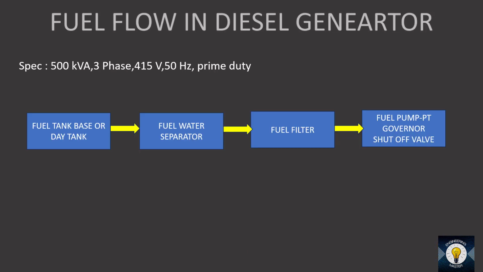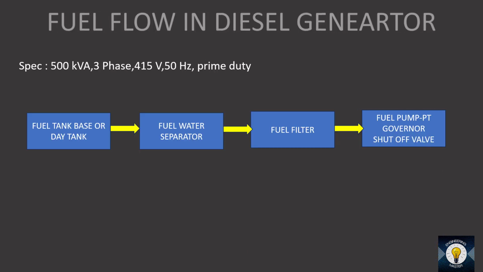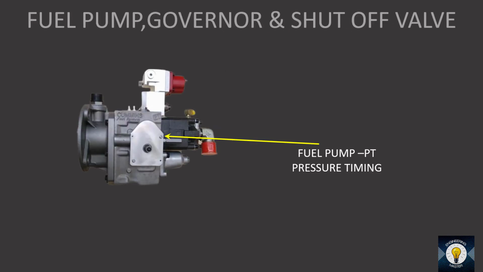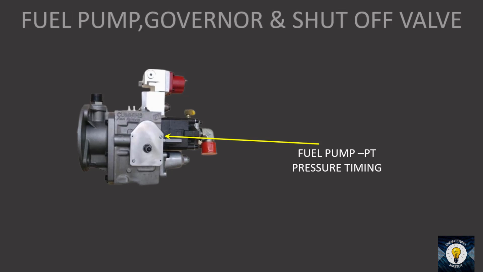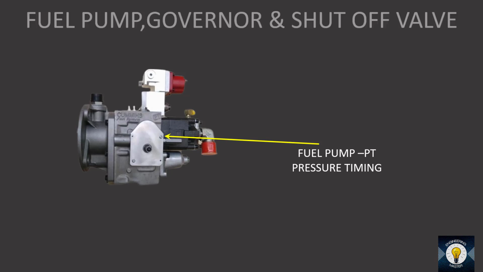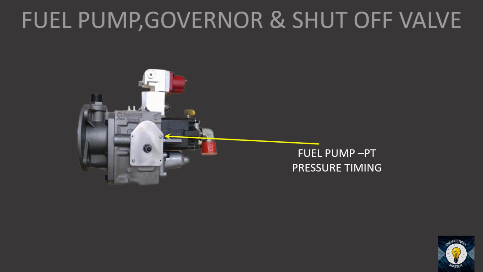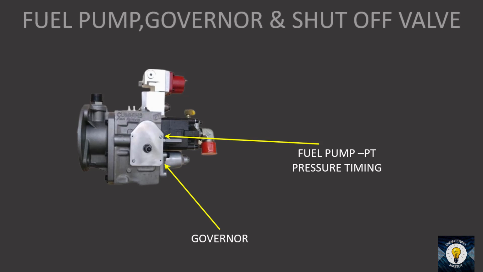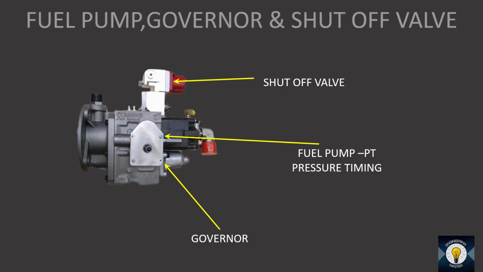Next part is the fuel pump, governor and shut-off valve assembly. The fuel pump shall be PT type, pressure timing type, so it will ensure the pressure as well as timing. It is a gear pump. There is no motor attached to the fuel pump. It is attached to the crankshaft, or it runs based on the crankshaft movement. At the bottom portion you can see the governor. At the top portion you can see the shut-off valve.